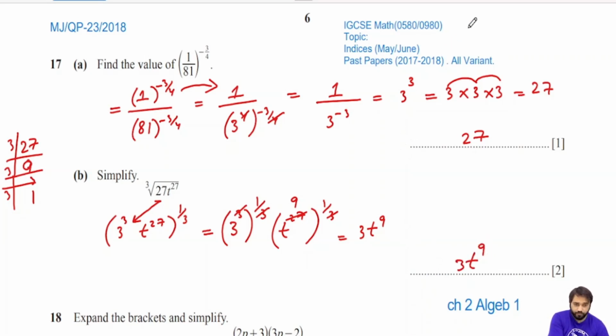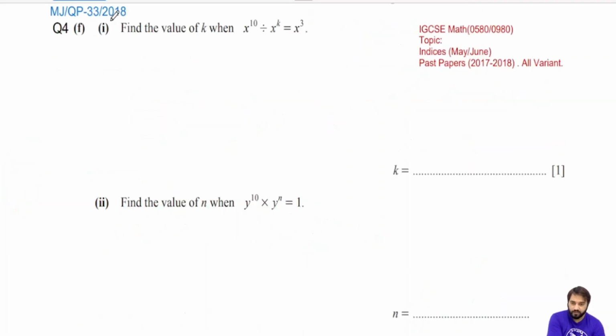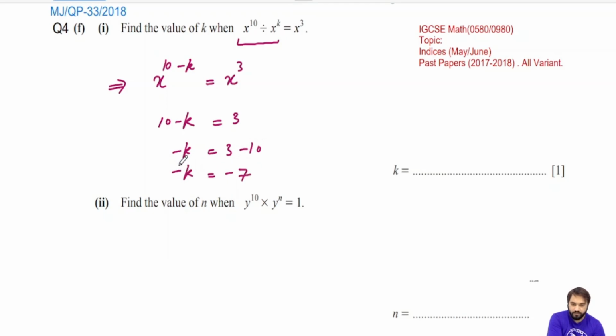So moving towards our next question, question 4 that appeared in 2018, question paper was 3 and the variant was 3. Find the value of k when x raised to power 10 divided by x raised to power k is equal to x raised to power 3. So we have division and the same bases, we just write one time base and subtract the powers. x raised to power 10 minus k is equal to x cube. Bases are equal, we can equate the powers. 10 minus k is equal to 3, minus k is equal to 3 minus 10, minus k is equal to minus 7. We can cancel the negative sign, so k is equal to 7.